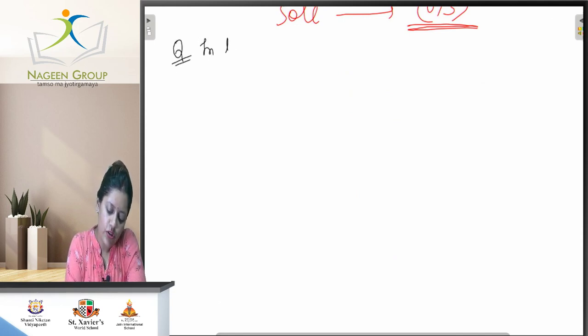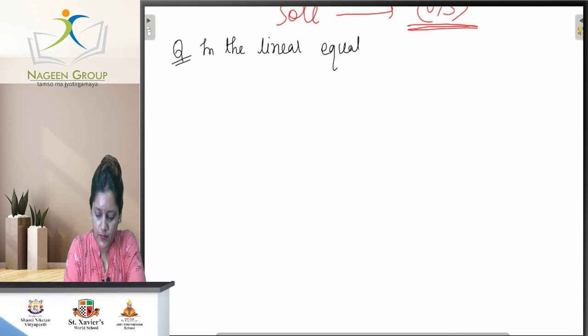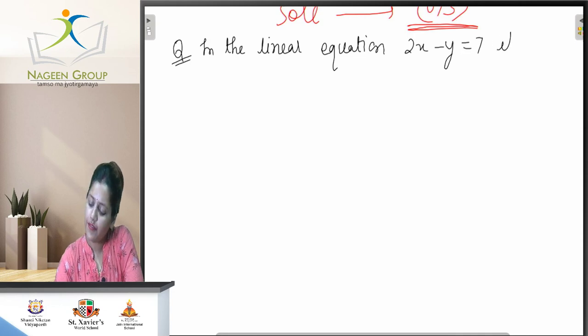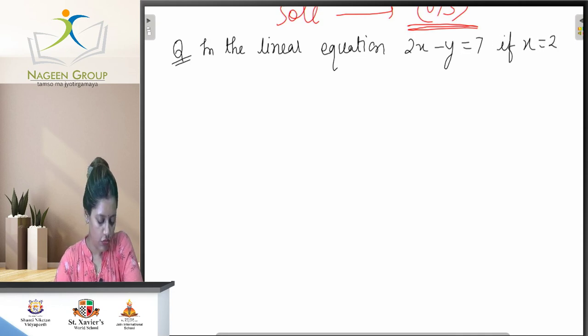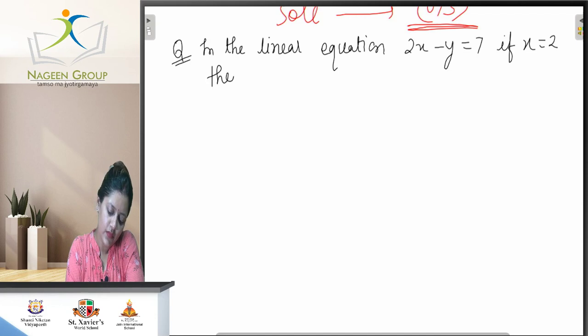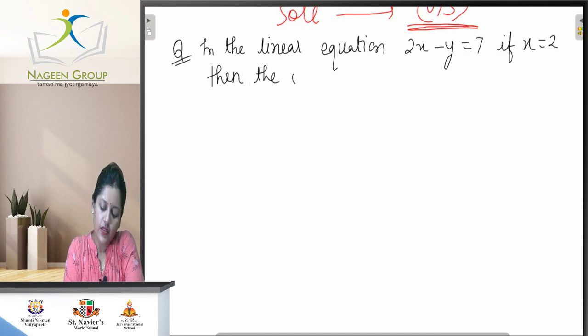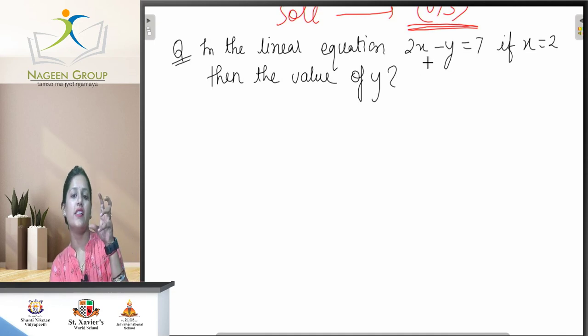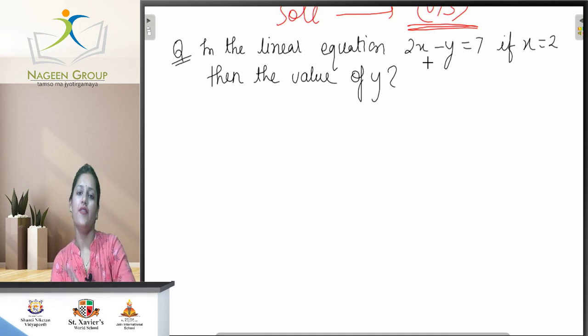In the linear equation 2x minus y is equal to 7, if x is equal to 2, then for the value of y, you simply have to put the value of x, that is x is equal to 2, in the place of x in the given equation.